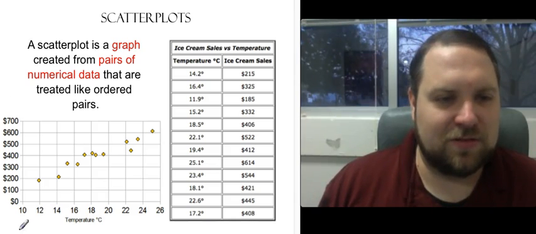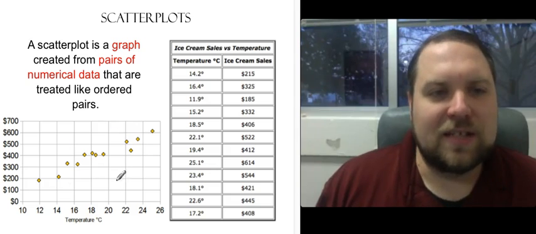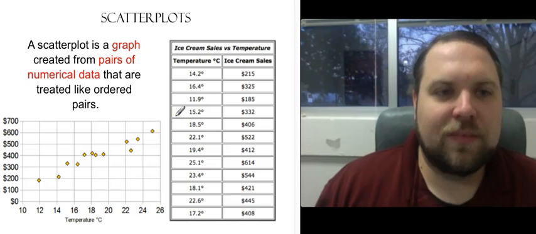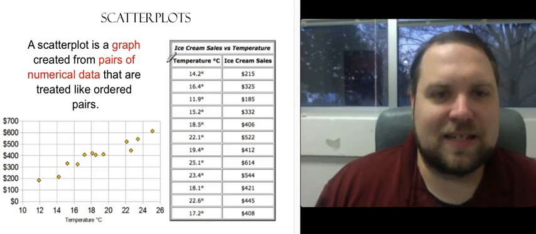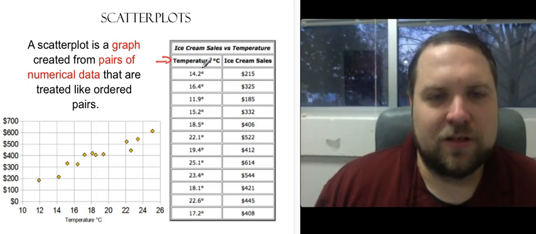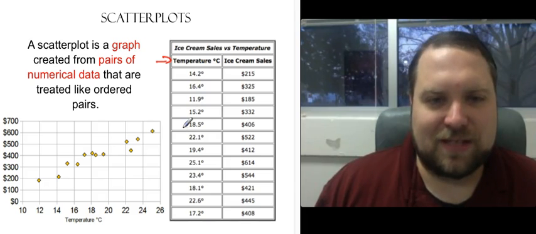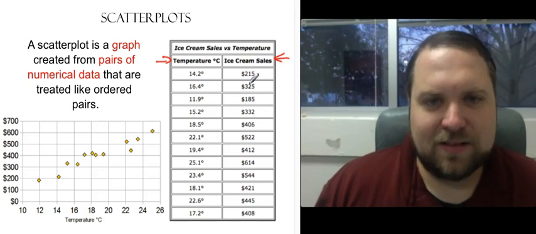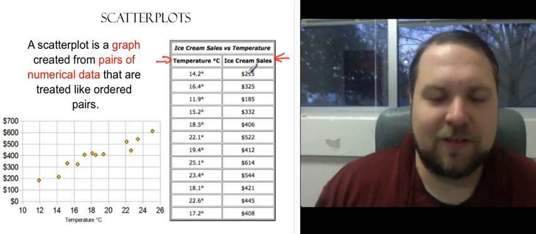So first of all, a scatter plot, which is what you were just looking at there, that graph that I showed you. This graph right here is a scatter plot as well. It's just a graph created from pairs of numerical data. So in this example, I've got temperature, which is numerical data. I can represent that with numbers. And I've got ice cream sales. How much ice cream gets sold? I can represent that with numbers as well.